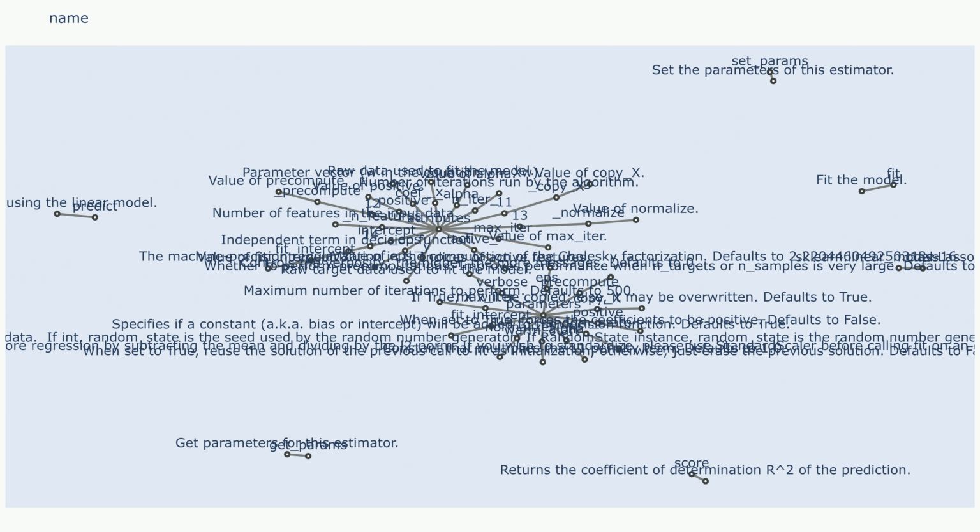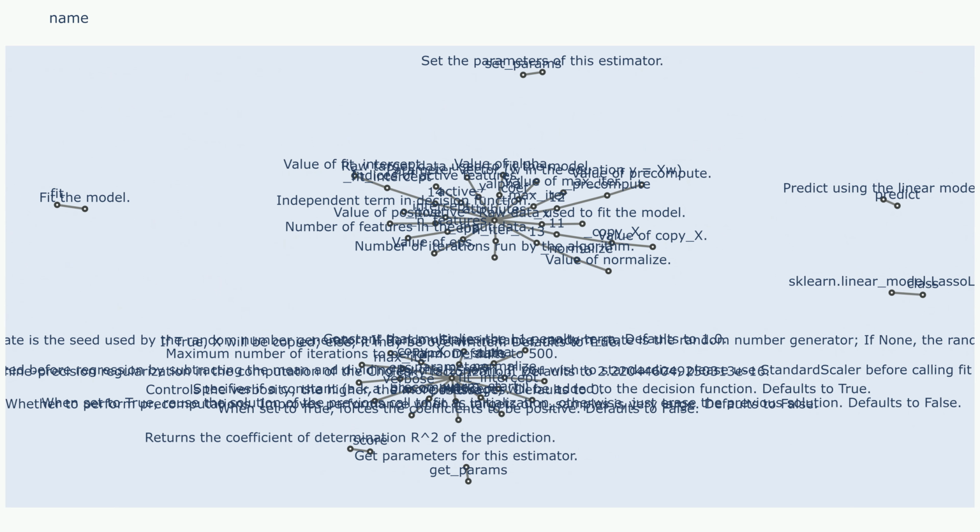Defaults to false. Max iter. Specifies the maximum number of iterations the Lars algorithm will run for. Default is 500. If the algorithm doesn't converge within this limit, it will stop and issue a warning. EPS. Controls the precision used in the Cholesky factorization. A smaller value results in more precise computation but might lead to slower performance. Default is 2.220446049250313 times 10 to the minus 16.